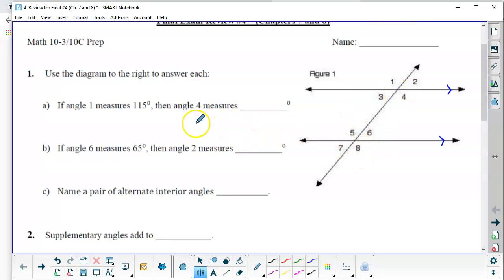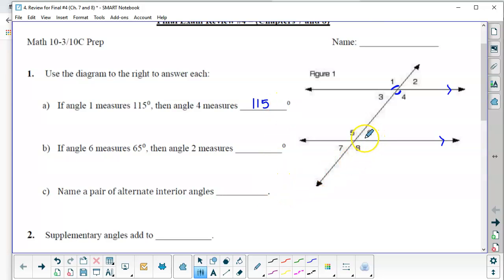So it says if angle 1 measures 115, then what does angle 4 measure? So remember, these are opposite angles. So when you crisscross two lines, basically, the opposite angles are equal. So this is going to be 115 degrees.